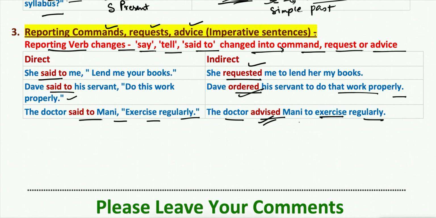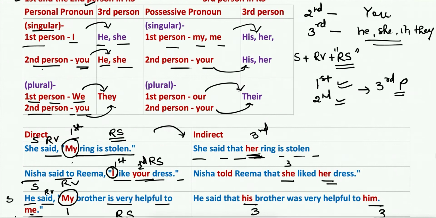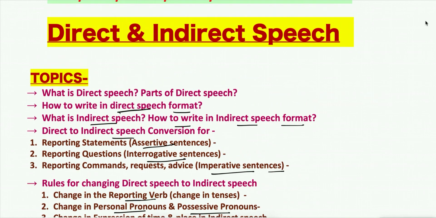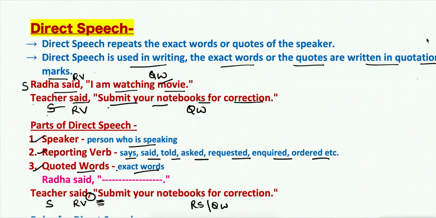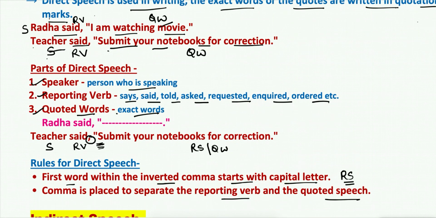So what we have seen for the imperative sentences, say, tell, said to, the reporting verb will change to command, request or advise. So let's revise again what we have seen in direct and indirect speech. First, we have seen what is direct speech. The direct speech repeats the exact words or quotes of the speaker, and the parts of direct and indirect speech are the speaker, the reporting verb and the quoted words.